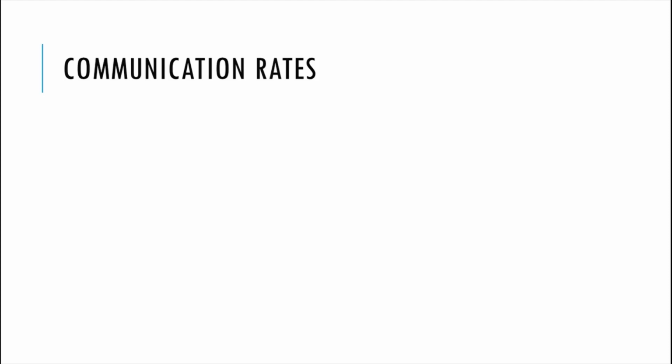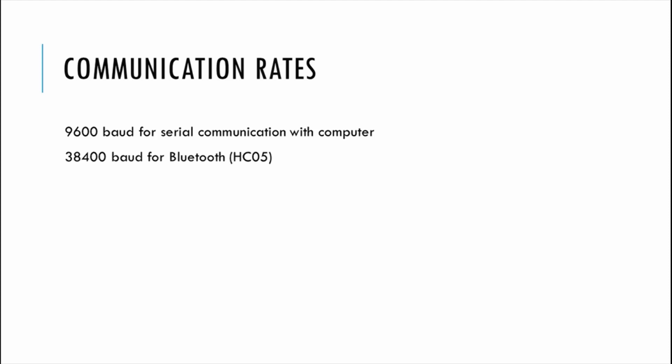Communication rates. Now, there are default values for communication rates. 9600 happens to be the rate for serial communication. Now, there are different rates for Bluetooth, there's another number, for Wi-Fi there's another number, it's a whole set of values. 38,400 for Bluetooth. So, baud is the number of changes that happen to a signal in a given amount of time. Now, bit rate is the number of bits that you have.